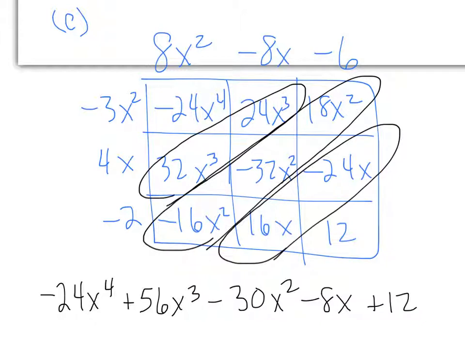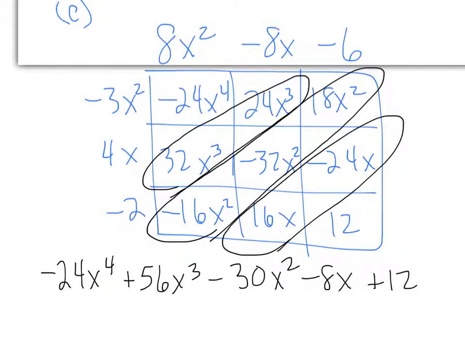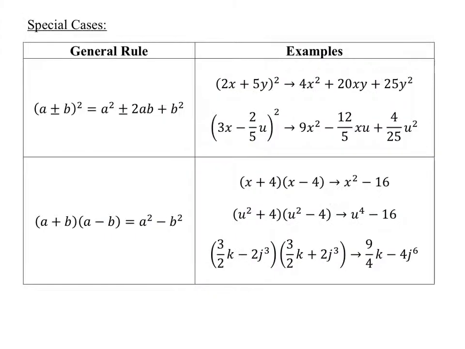I want to take a look now at two what we call special cases, and you've seen these before, but when we're looking at binomials, when they multiply they come out to answers that have recurring patterns to them, so it makes it easier on us. All right, so let's take a look at these rules. We're going to look at some general cases here, and then some examples of them.